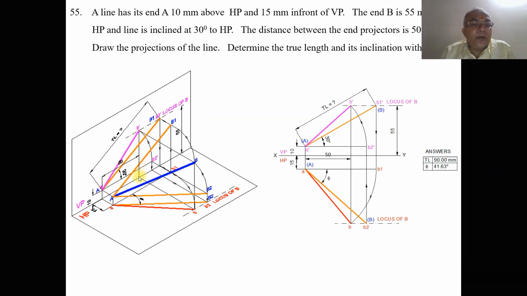And now in the top view also, the end projector is extended to the horizontal plane. But now we need to find out, as we know that the true length is given in the front view, so obviously that line has to be parallel. When you look from the top view, we can see that the end A is 15 mm in front of VP. Similarly, the end B1 is also in front of VP by 15 mm. So you have got small a b1 here.